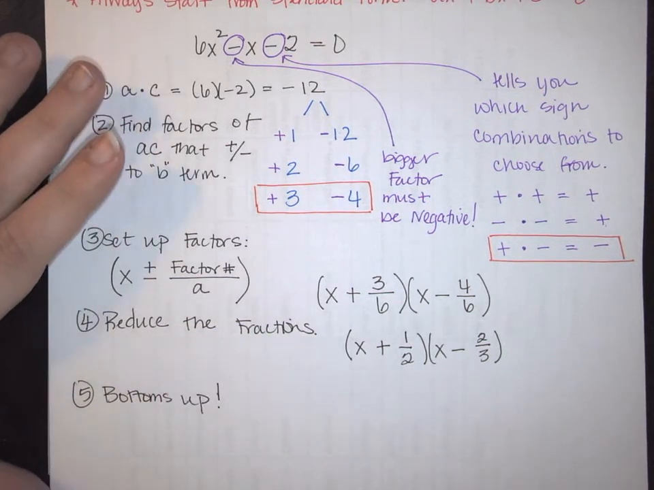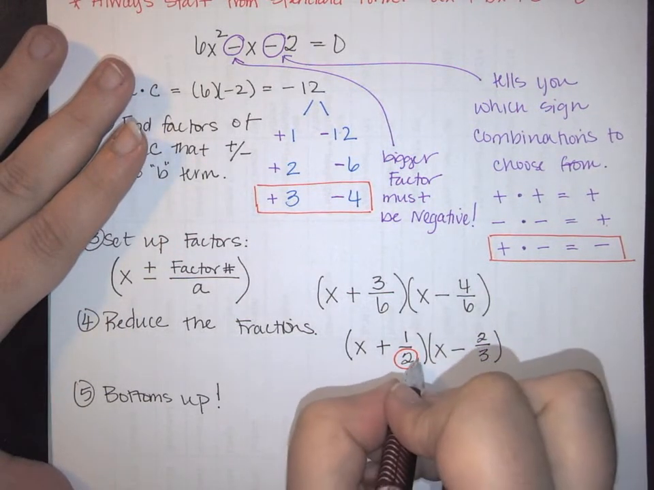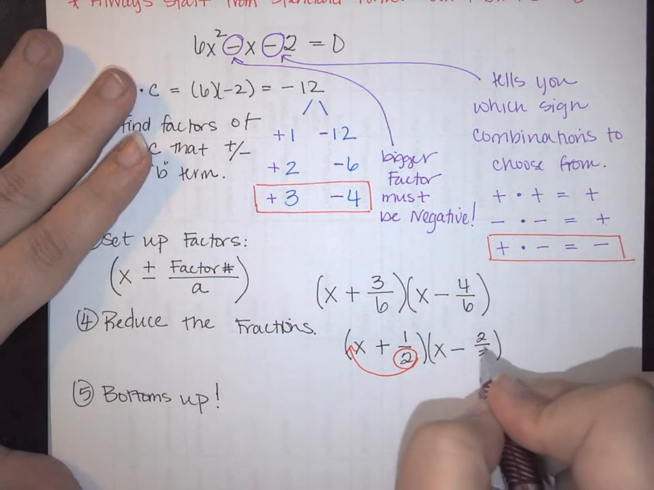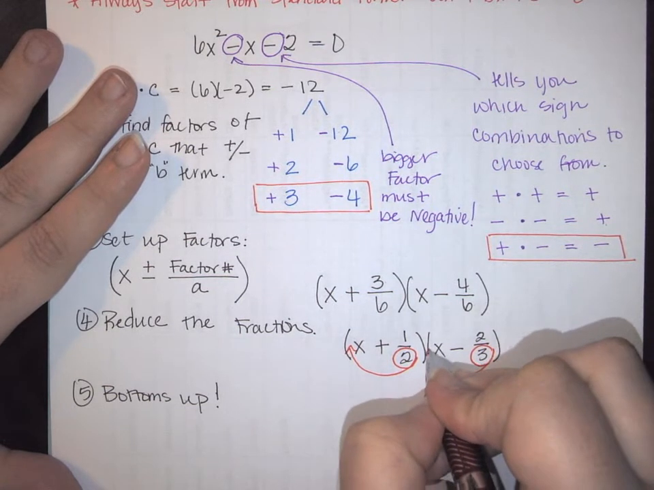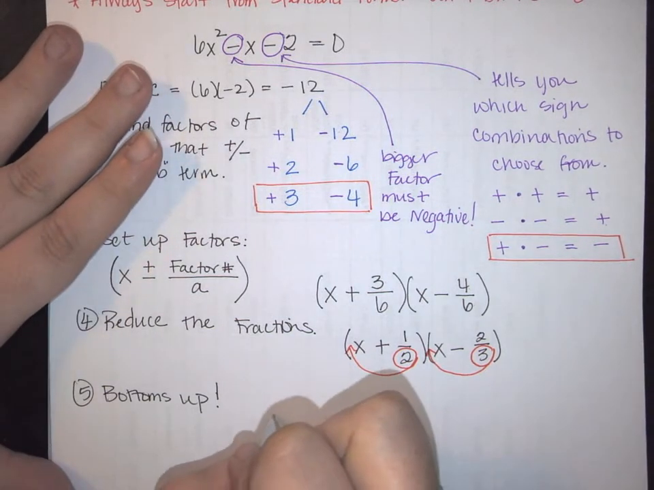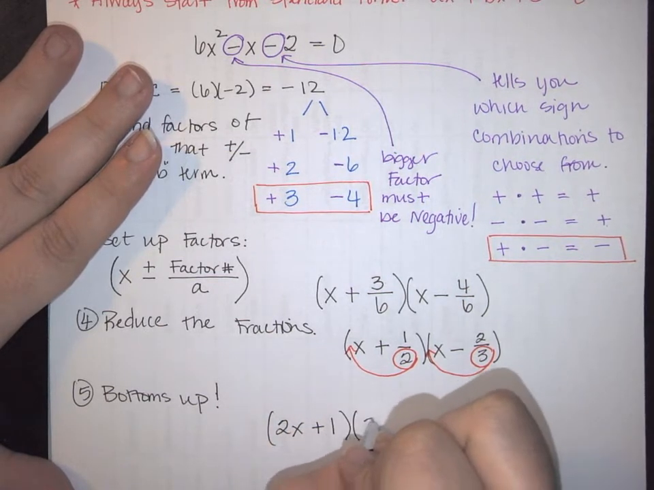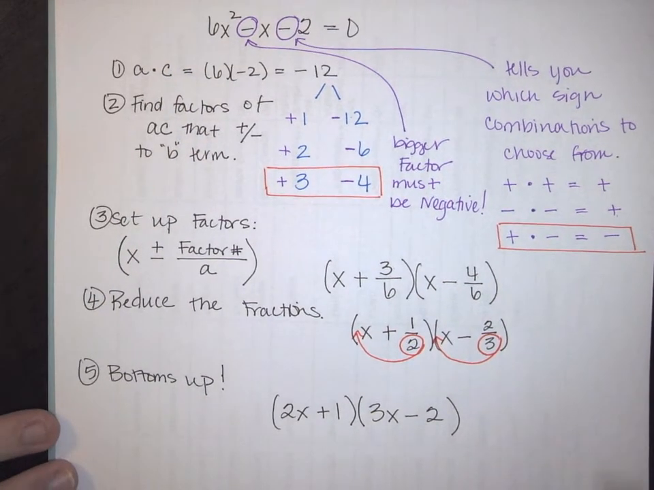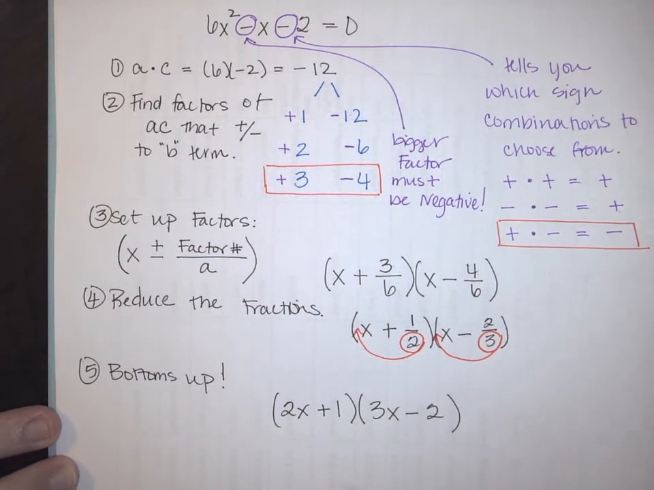So bottoms up essentially says anything that you have left in the bottom is going to shoot up and become the coefficient to your variable. Again, anything that you have left in the bottom is going to shoot up and become your coefficient to that variable. So in this case, we end up with 2x plus 1 times 3x minus 2. Now, we can double check this by foiling it back together. So if we were just factoring, we'd be done.